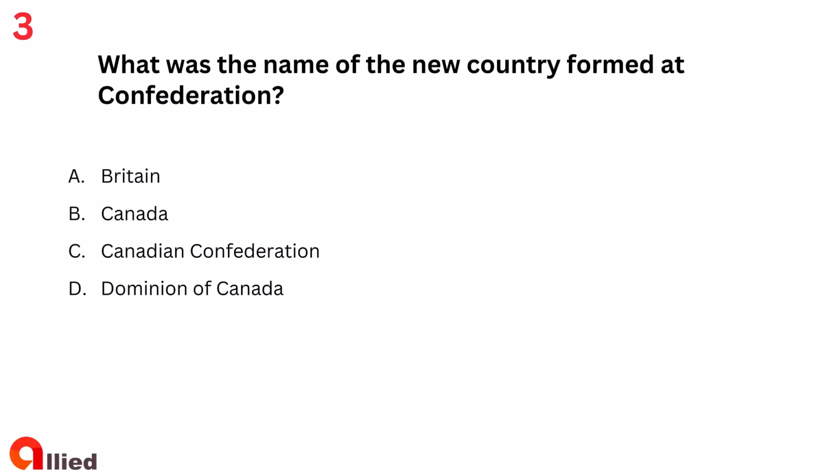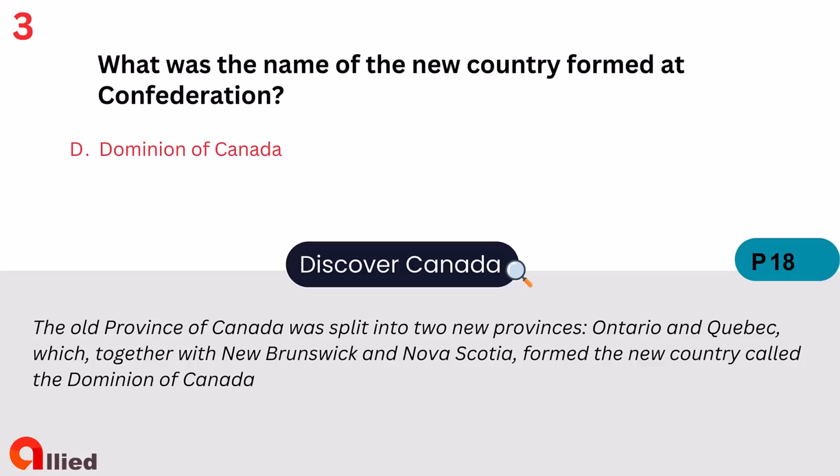Question 3. What was the name of the new country formed at Confederation? A. Britain. B. Canada. C. Canadian Confederation. D. Dominion of Canada. The answer is D. Dominion of Canada.